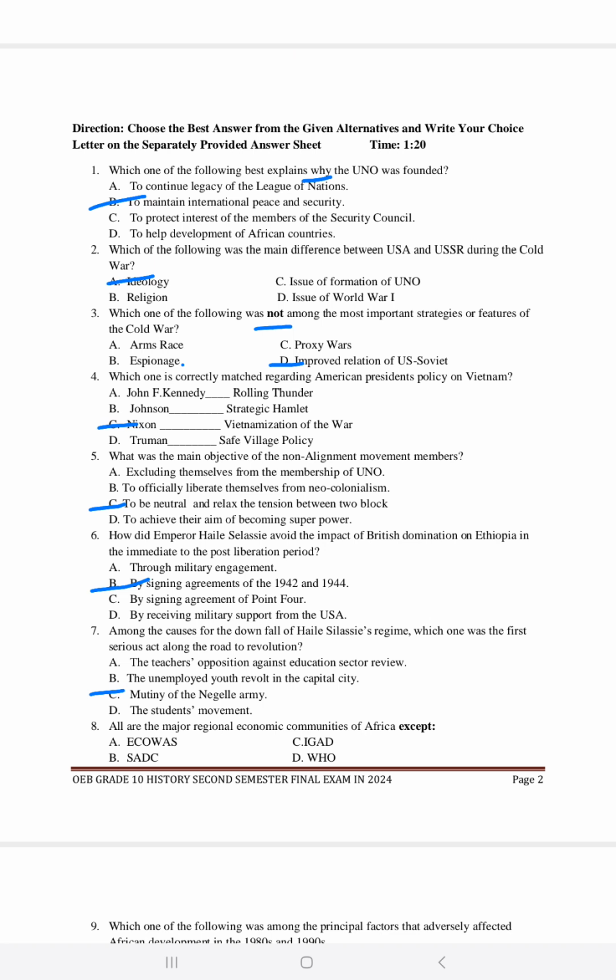Question number 8. All are the major regional economic communities of Africa except, regional economic communities that are established by Africans in Africa in order to overcome economic problems. A. ECOWAS. B. SADC. C. IGAD. D. WHO, or World Health Organization. So A, B, and C are regional economic communities of Africa. So D is not one of the regional economic communities of Africa.